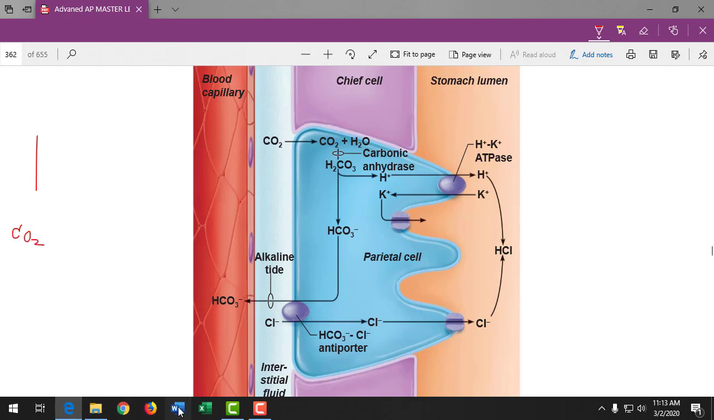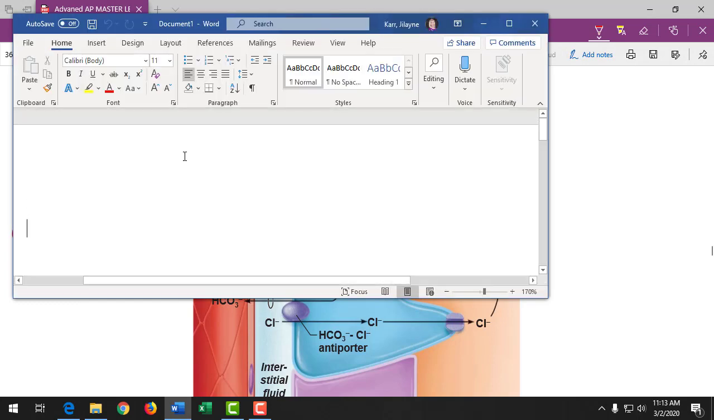You know what? I'm going to just go to a Word document. It's easier. So here's how this works.